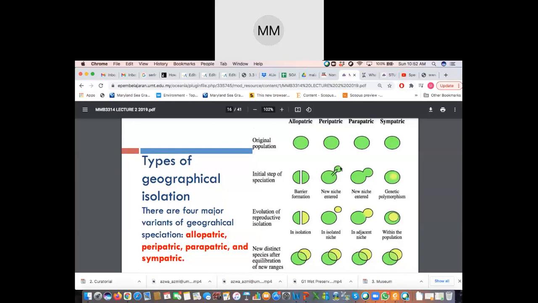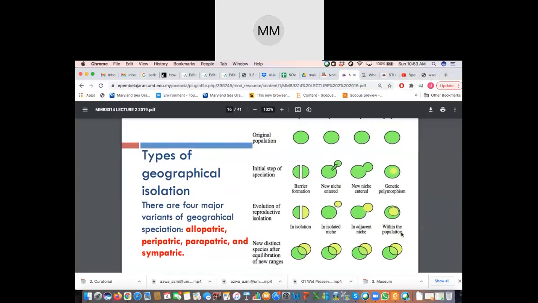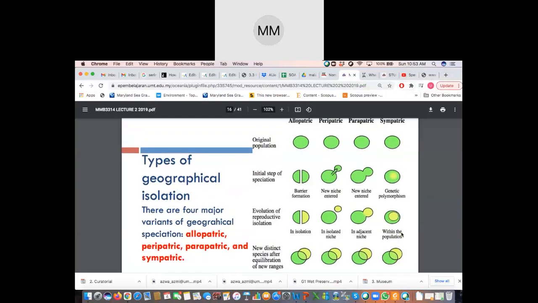More often than not, this is like from an island to a mainland, and then the Peripatric group starts to form a different group. And with genetic polymorphism, Sympatric actually forms a group within the bigger group. So first understand the concept. I think this chart is very helpful so that when I come to the examples, you have these ideas in mind.